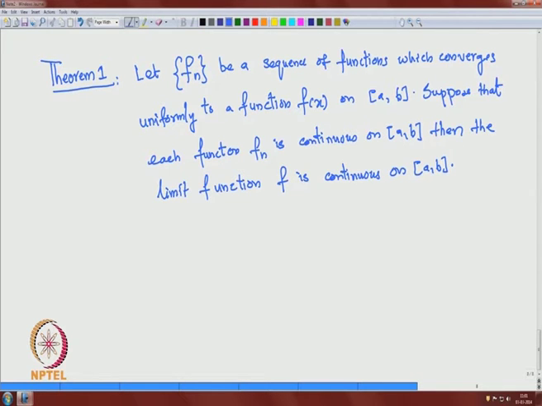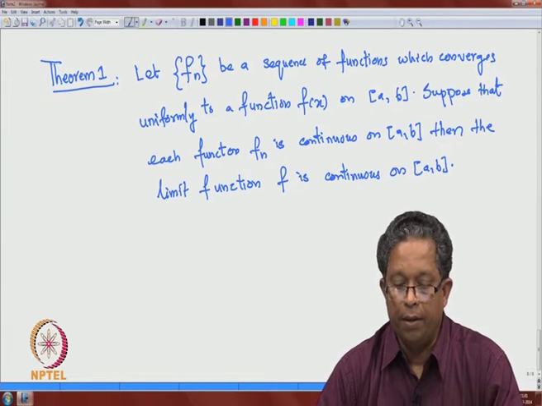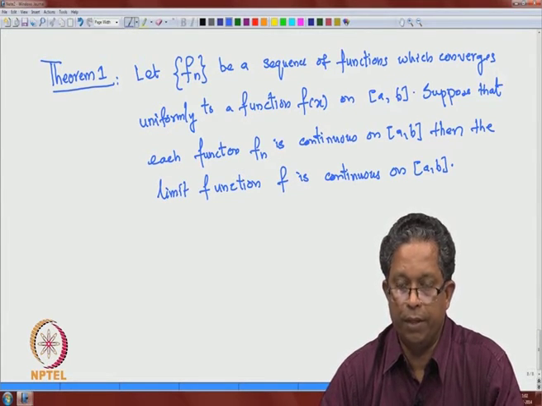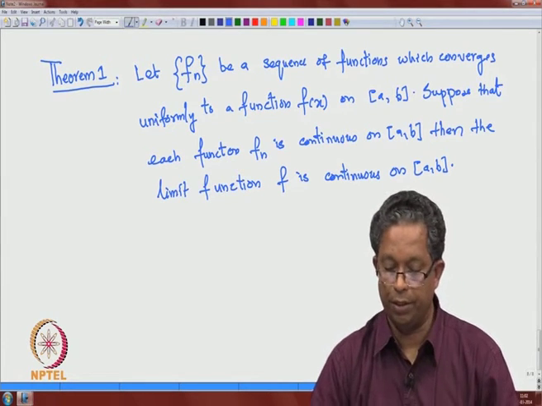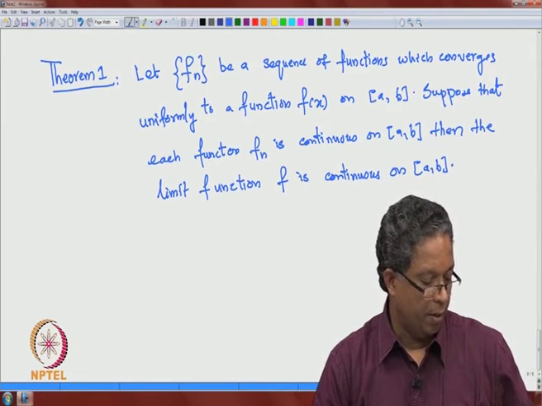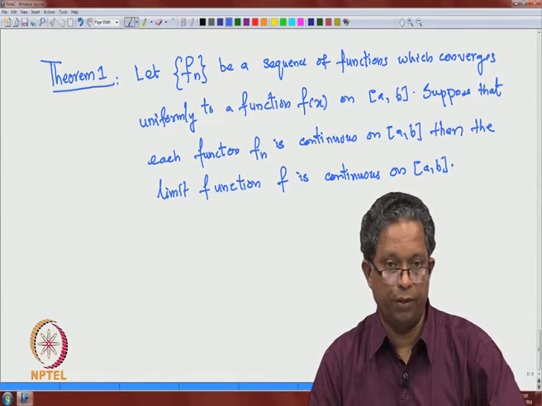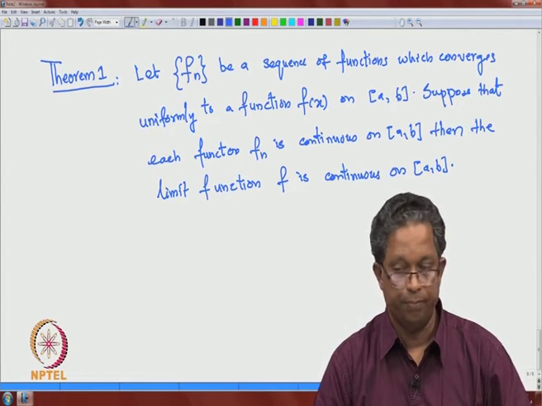So, this is an interesting result that guarantees that if a sequence of functions converges to a function, and each of the functions in the sequence is continuous, then the limit function is also continuous provided the convergence is uniform. So, therefore, a sequence of continuous functions converging uniformly to a function f, then the limit function f itself is continuous.